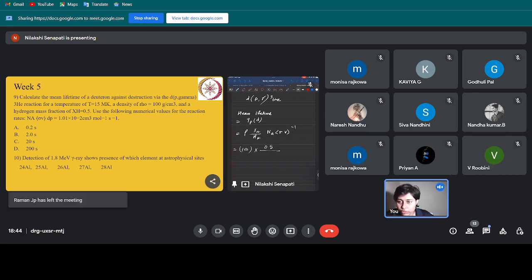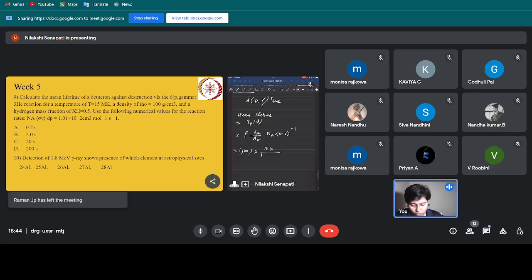X_H is 0.5 and m_H is 1.0078 U, that you know. I have written that in the previous question also. Then N_A sigma v is given as 1.01 times 10 to the power minus 2, that inverse. If you calculate, it will be 1.99 seconds, that is equal to 2.0 seconds. The answer is B.